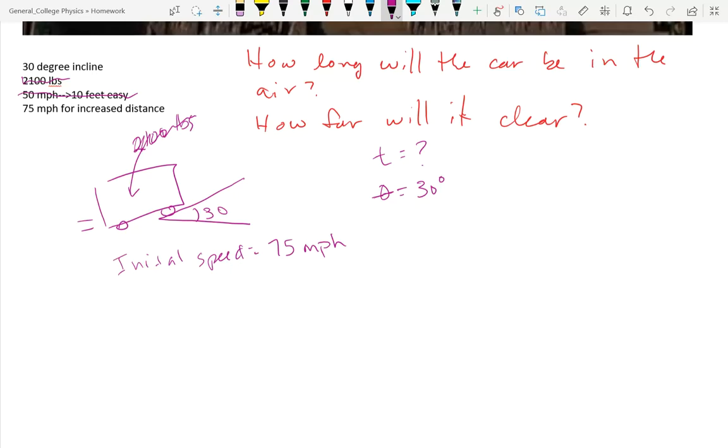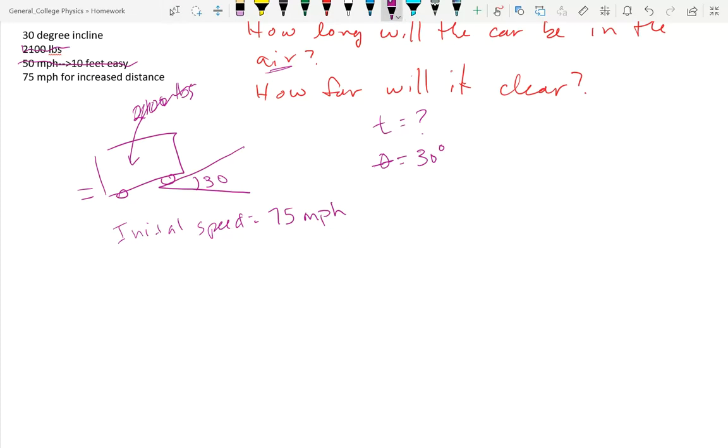Okay, so we just need to find the time. I think we need to find the distance first to find out how long it'll be in the air. So start with the second question. This question here: how far will it clear? Because if we only have velocity, we can't figure out how long. Clearing, he's talking about position.